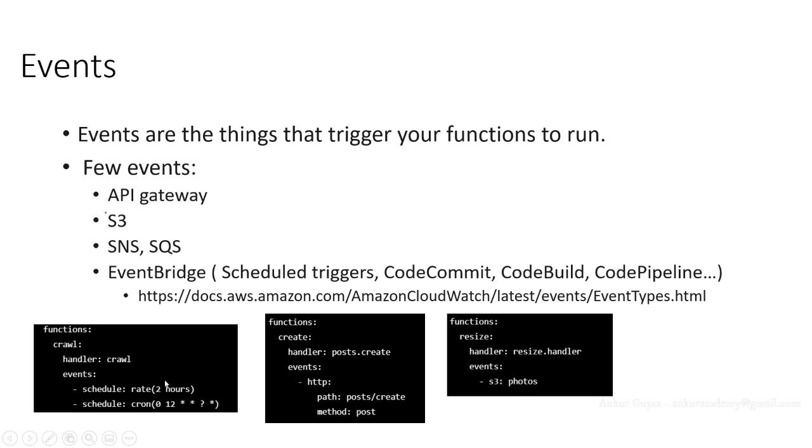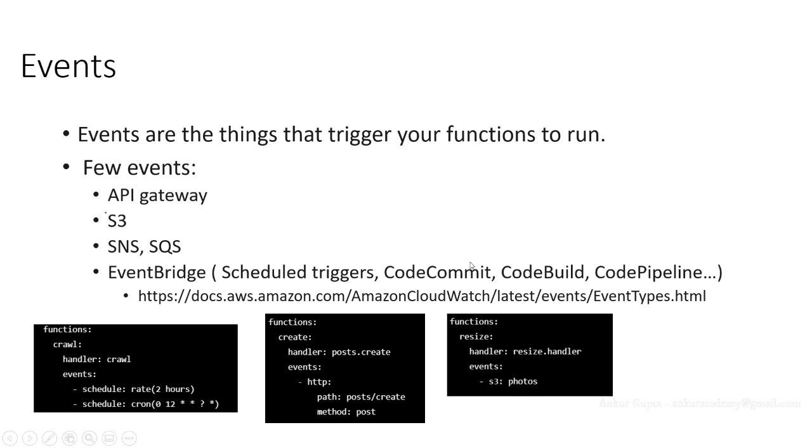I've pasted here some screenshots on how you can add an event to trigger functions. For example, the first one shows how you can have a time triggered function or a cron job function. Here we can see that the crawl function triggers every 2 hours. In the next snapshot, we have an API Gateway triggered function. It's a POST call triggered function. And then we have an S3 triggered function. So these are just some of the examples.